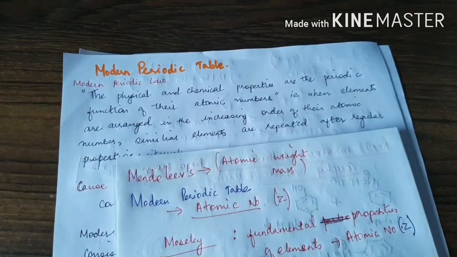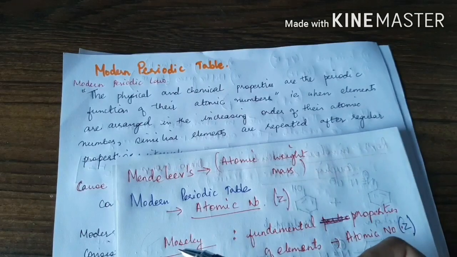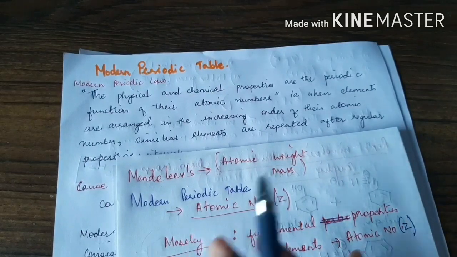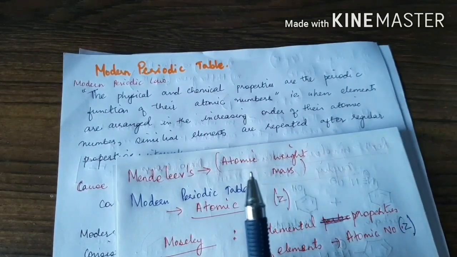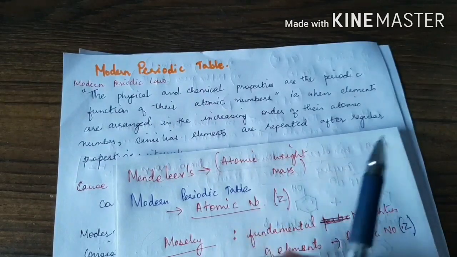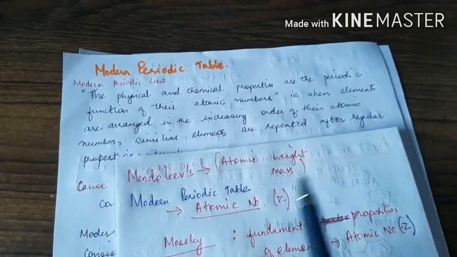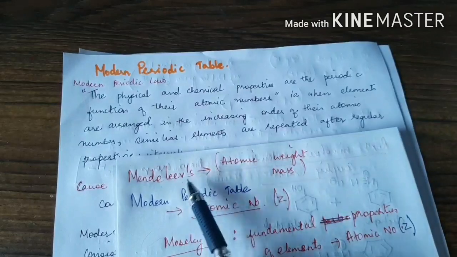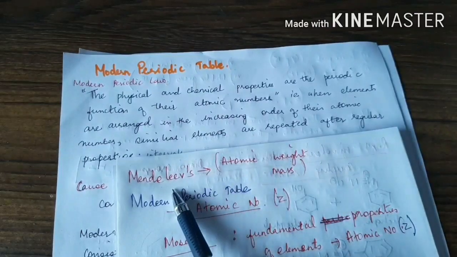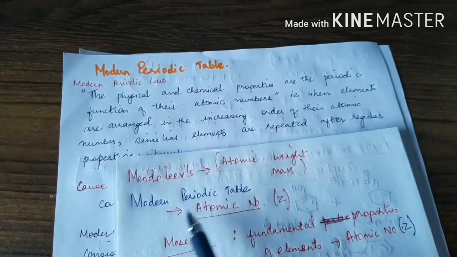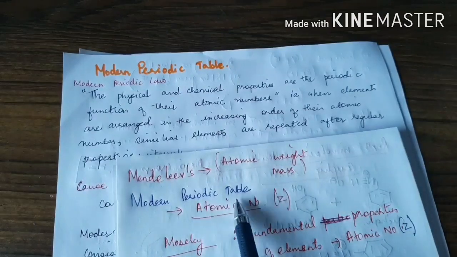Like for example, the isotopes. We could not place the isotopes in the periodic table. We could also see that similar types of elements were not placed in the same group. Because of these drawbacks, the Mendeleev periodic table was discarded, and after that came the modern periodic table.